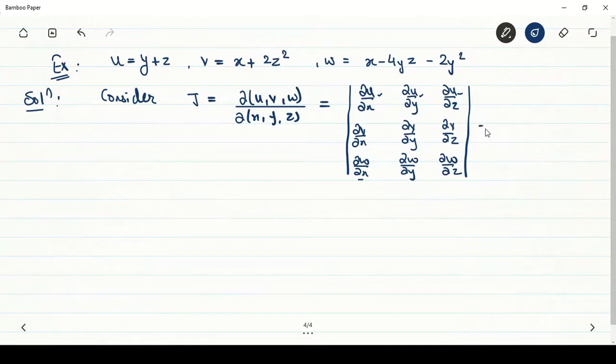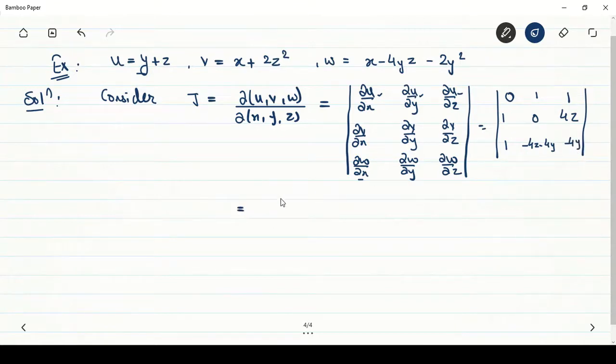So in this determinant, the partial derivative of u with respect to x is 0, and the partial derivative of u with respect to y is 1. Similarly, all the entries of this determinant are given by this: 1, 0, 4z, 1. The partial derivative of w with respect to y is minus 4z minus 4y, and the partial derivative with respect to z is minus 4y.